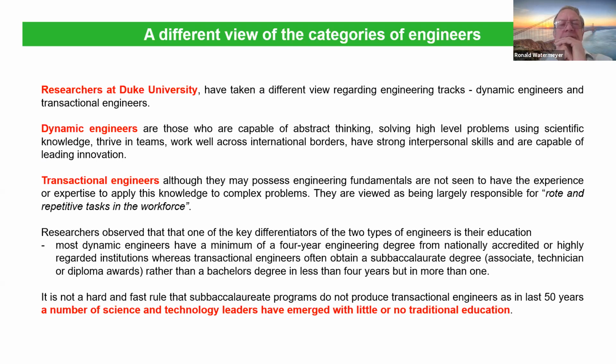Now, Duke University did some research into it a few years ago, and they took a different view. They said the 2 tracks in engineering were dynamic engineers and transactional engineers. Dynamic engineers are those who are capable of abstract thinking, solving high-level problems, thrive in teams, work well across international borders, have strong interpersonal skills, and are capable of leading innovation. Those are the ones that would move between professions, between disciplines, and it's a very small percentage.